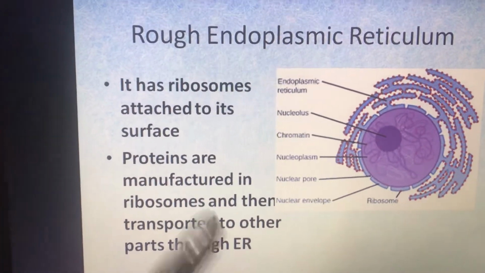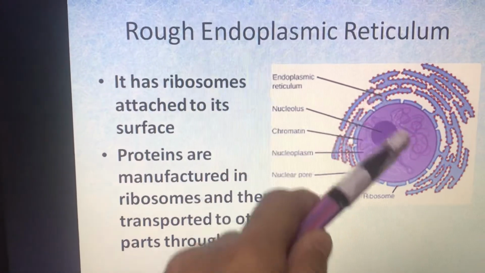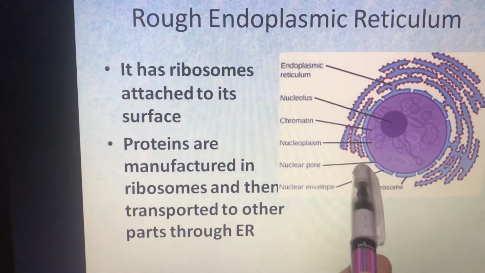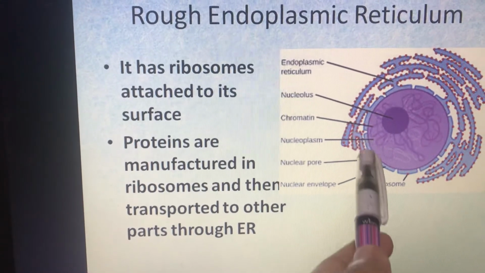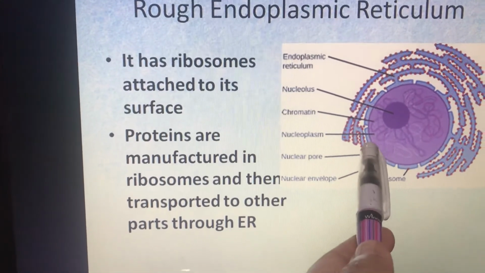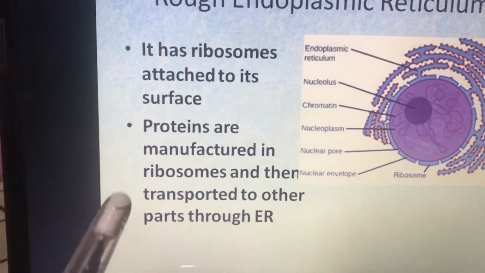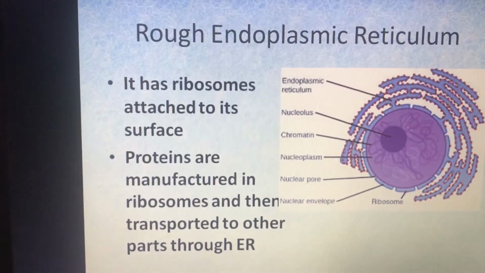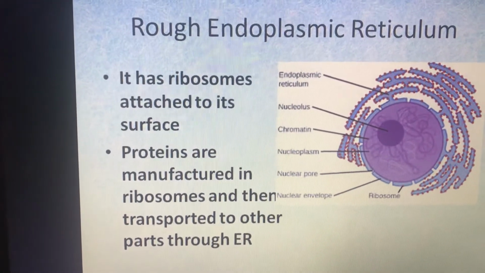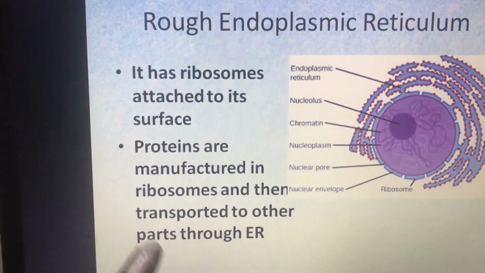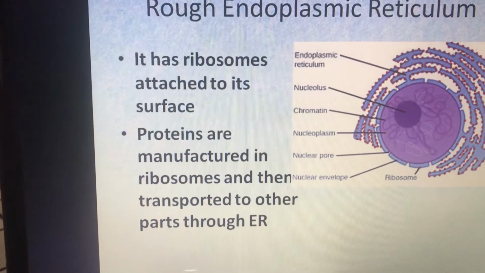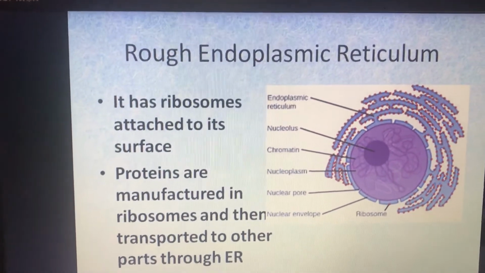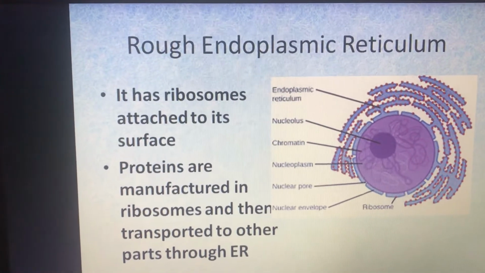Now the rough endoplasmic reticulum is called rough because it has some ribosome structures on its surface. Because of that they appear rough, and these ribosomes are involved in synthesis of proteins, and the proteins which are synthesized here are transported to other parts of the cell where they are required.